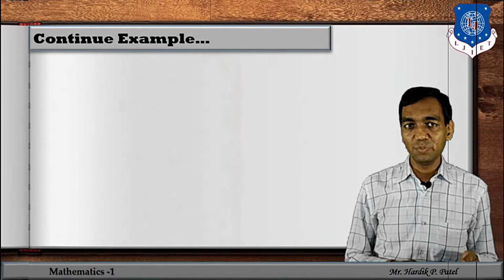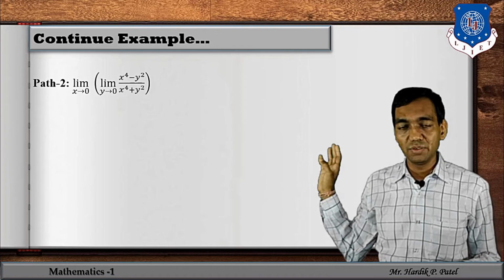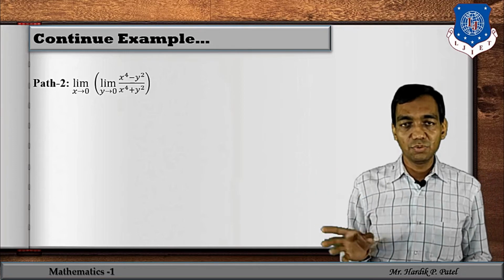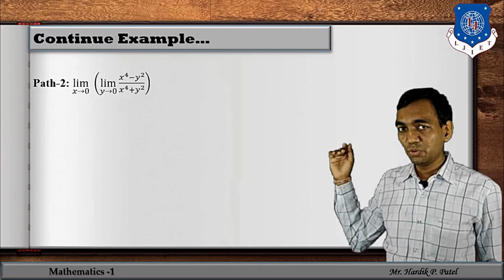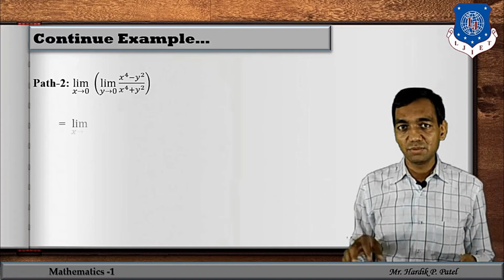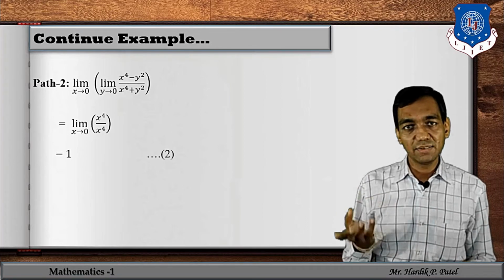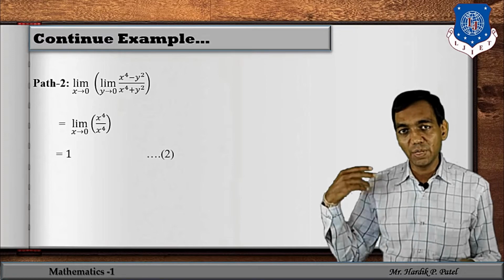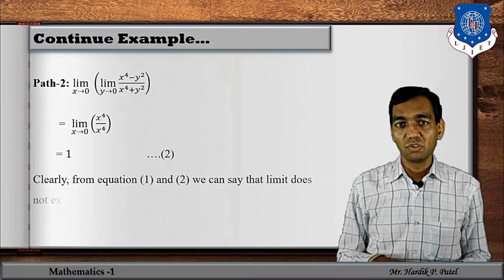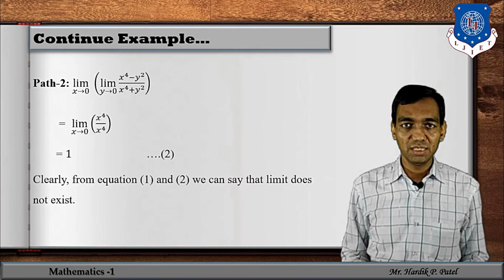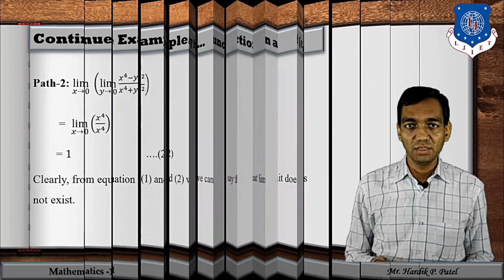And for the second path, we have limit x tends to 0, limit y tends to 0 of x raised to 4 minus y square upon x raised to 4 plus y square. First we put y is equal to 0, that will give you limit x tends to 0 of x raised to 4 upon x raised to 4, which has a value 1. So in path 1 you have a value minus 1, in path 2 you have a value 1. So we have two different limits. That means the limit does not exist at the point (0, 0).